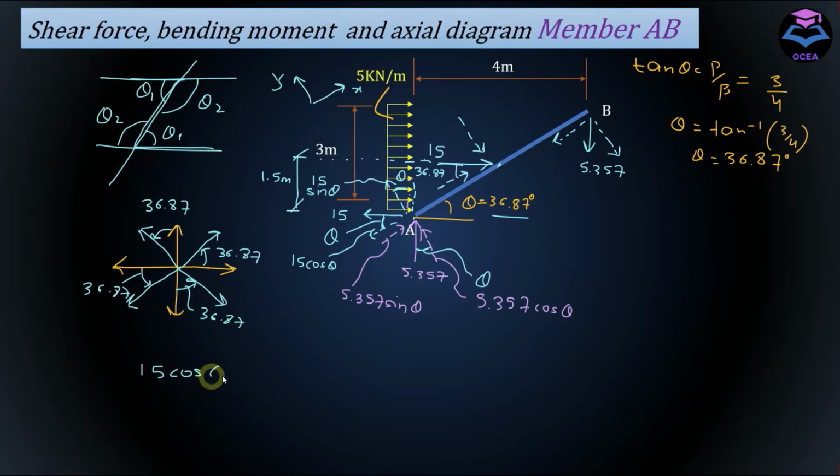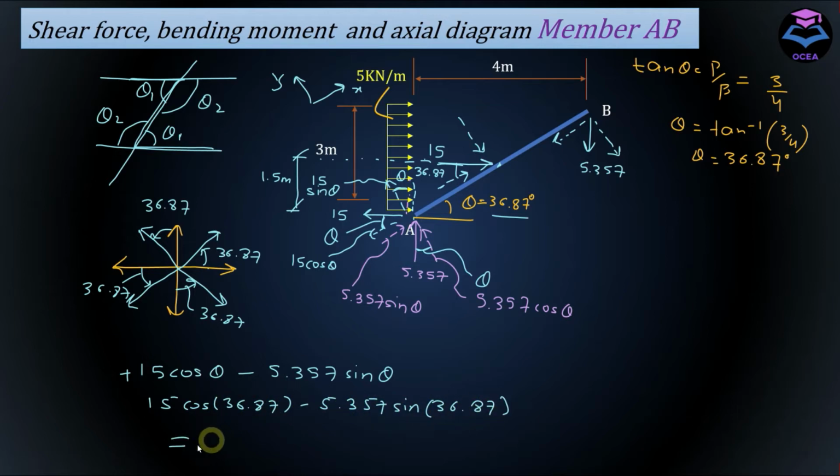15 cos theta. Let's assume that the force going towards the left is positive and the force going towards the right is negative. So this is equal to 15 cos theta minus 5.357 sin theta, where theta is equal to 36.87, and this is equal to 8.785. Since it's positive, it will be in the direction of this component. So the net force will be in this direction.